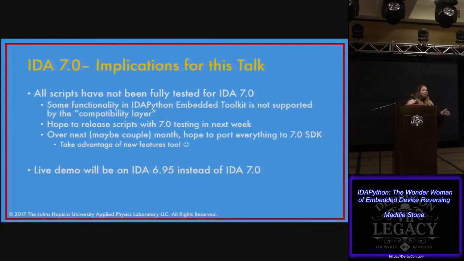But for this talk, what you should know going in is that I have not fully tested all scripts for IDA 7.0 yet. I have run them, but I'm not going to say they've been tested on all the architectures with all the processor modules yet. My goal is to get that done within the next week, to be able to say, yep, you're good to go, you can expect this behavior. Over the next couple months, and if y'all want to help, it's open source, I want to port it to the 7.0 SDK, and what's exciting is there are some new features we can leverage with that. But at the end of this talk, I will be doing a live demo on a new firmware image and how to run the scripts, and I am using IDA 6.9.5 for that.